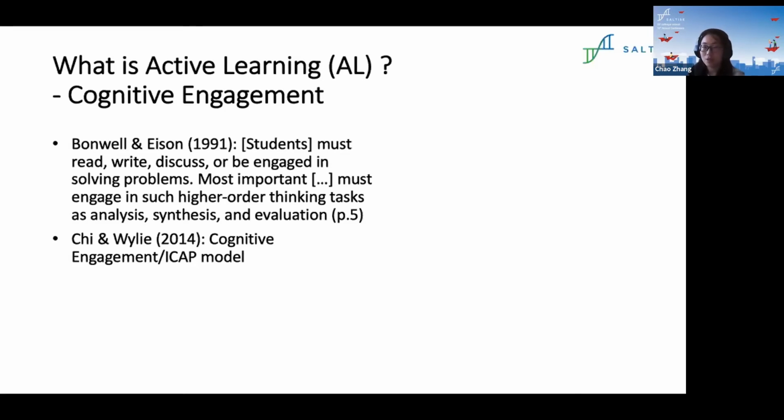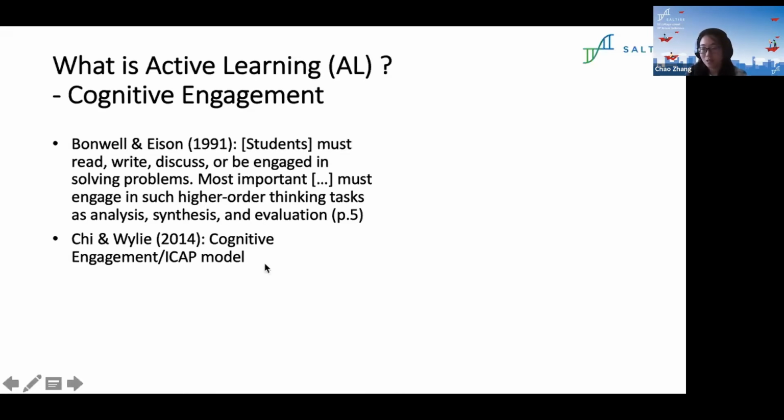Those types of tasks are hardly revealed if students are just asked to listen to the lecture. It's very hard for teachers to assess the level of students and provide in-time feedback. So that's where active learning becomes a very popular thing. We want them to be active in the learning process.